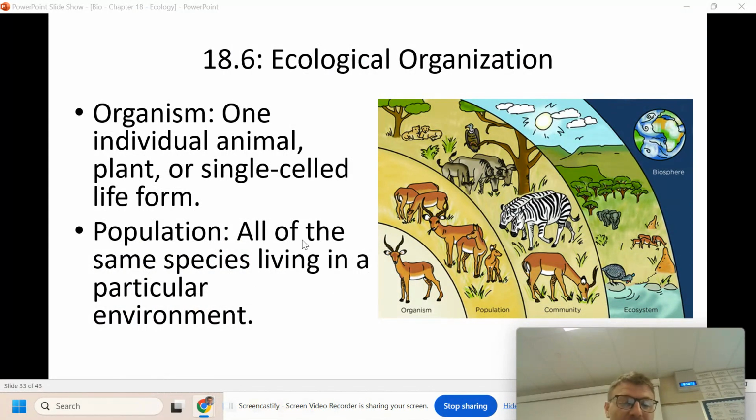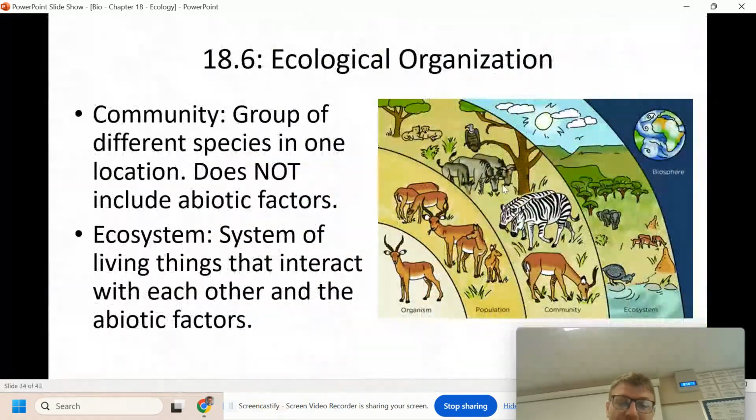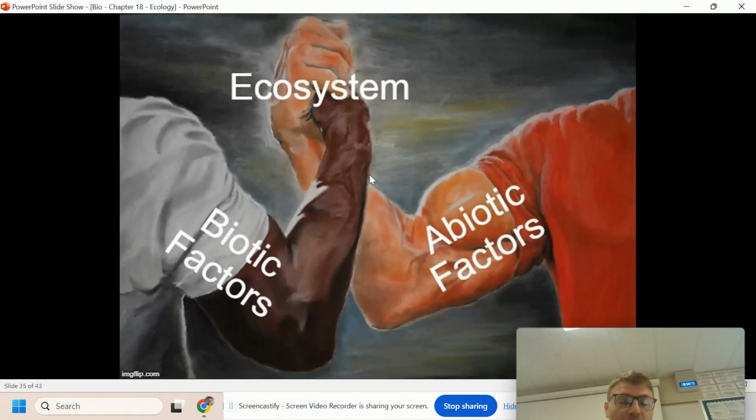A population is many of the same species living in the same area at the same time. So again, one, many. Then community is many different groups of species. Ecosystem is going to add in the abiotic factors. So again, we're just moving up the chain of organization here: organism, population, community, ecosystem. So one, many, more than many, adding in abiotic. One thing I like to show for this is the meme about biotic and abiotic factors. That's where the ecosystem comes into play.